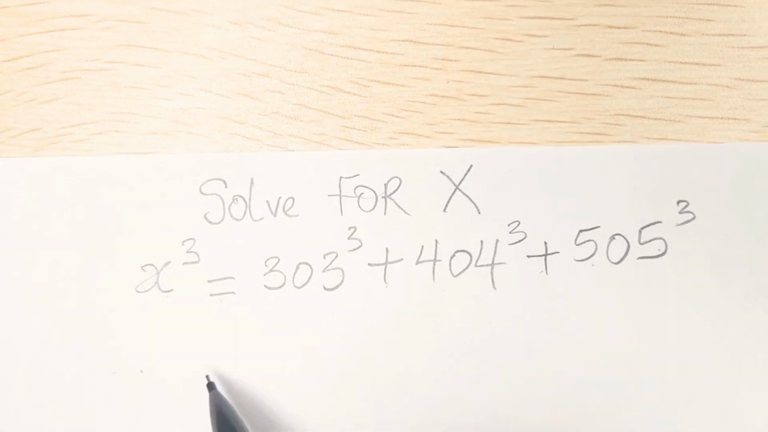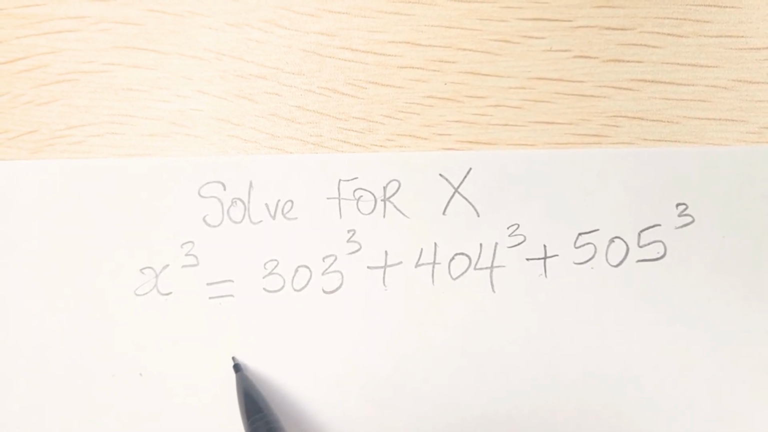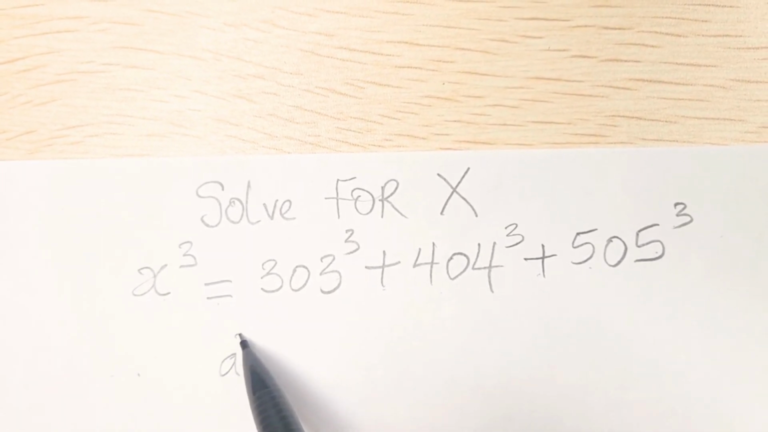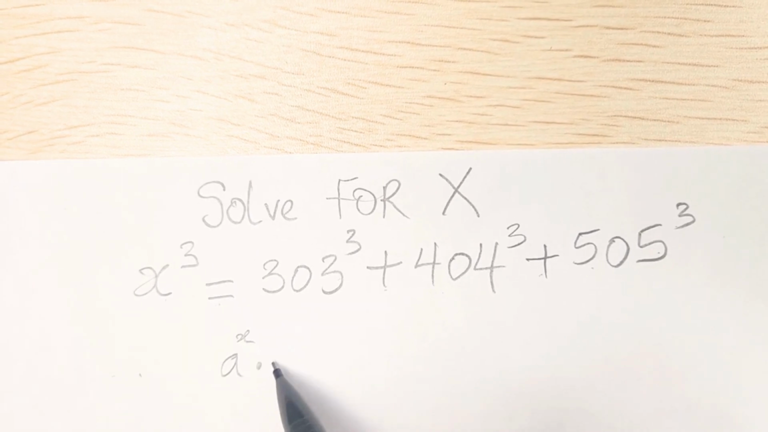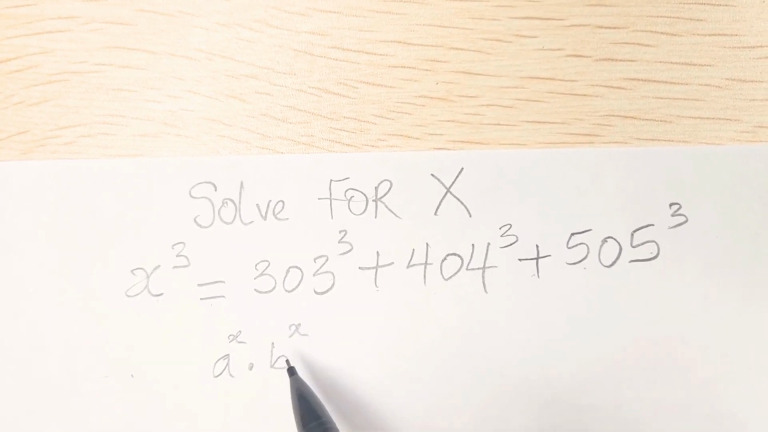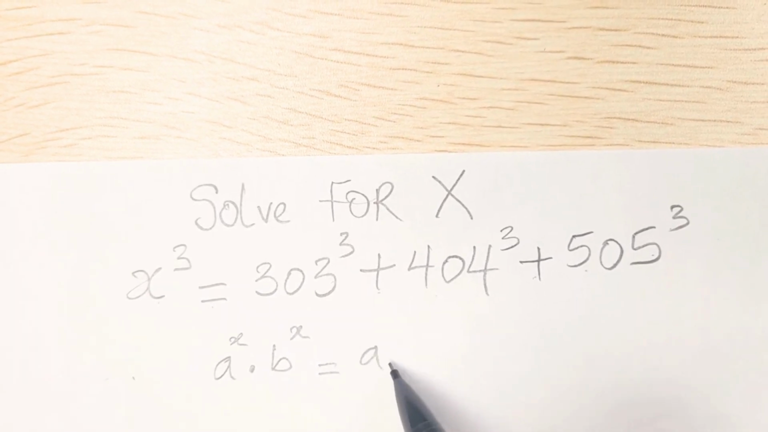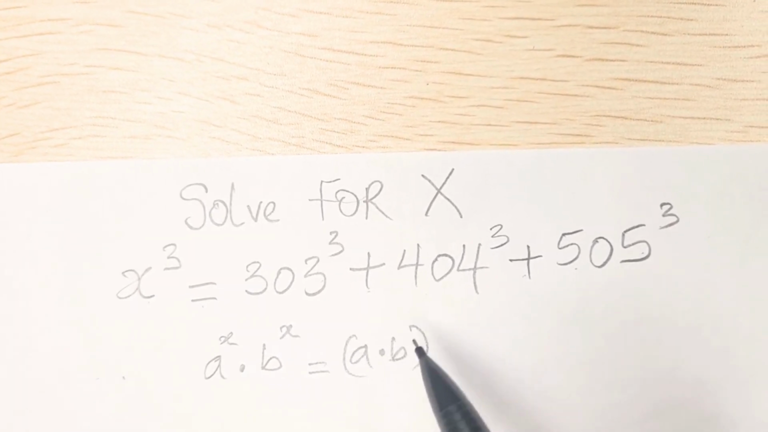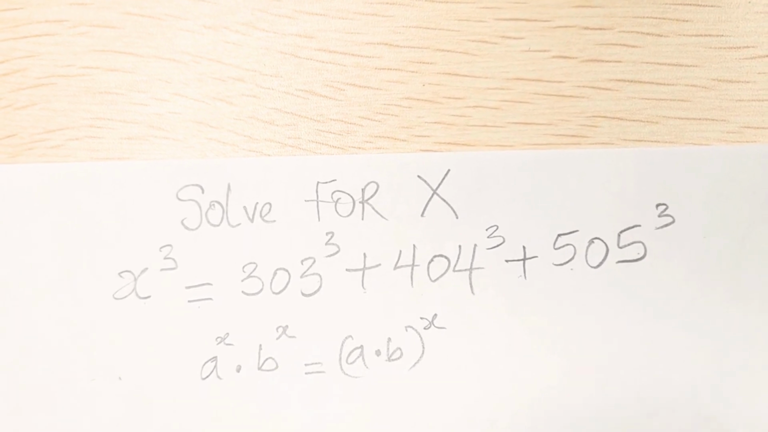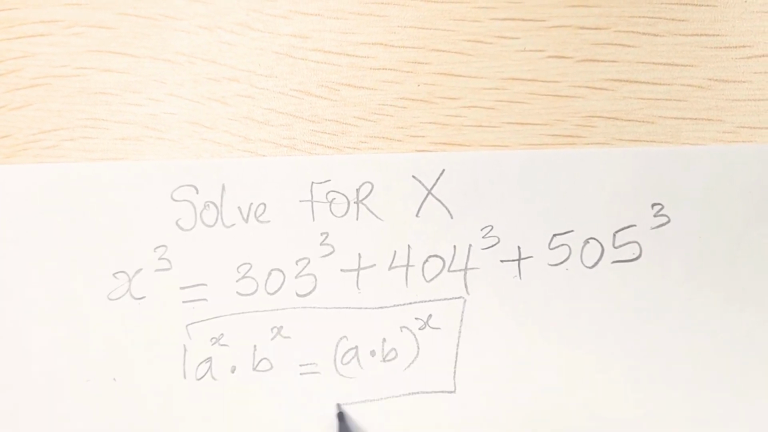We know that a raised to power x times b raised to power x is the same thing as ab raised to power x. Okay, so that's established.